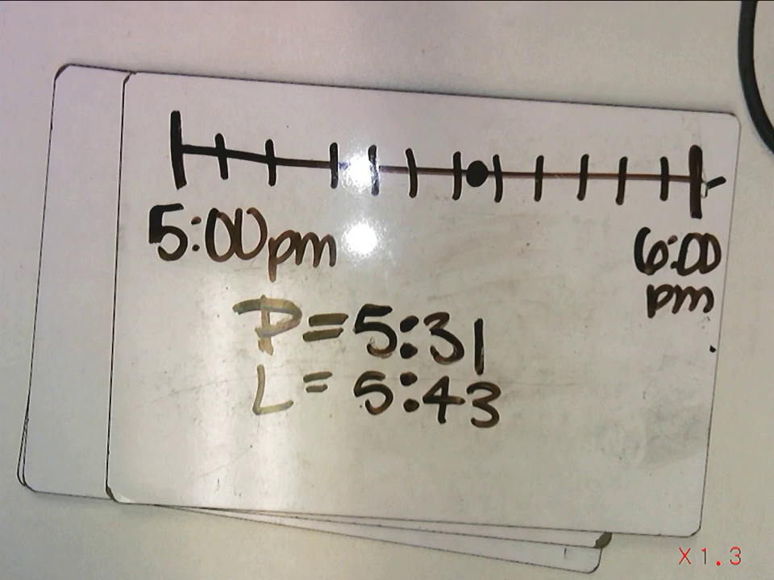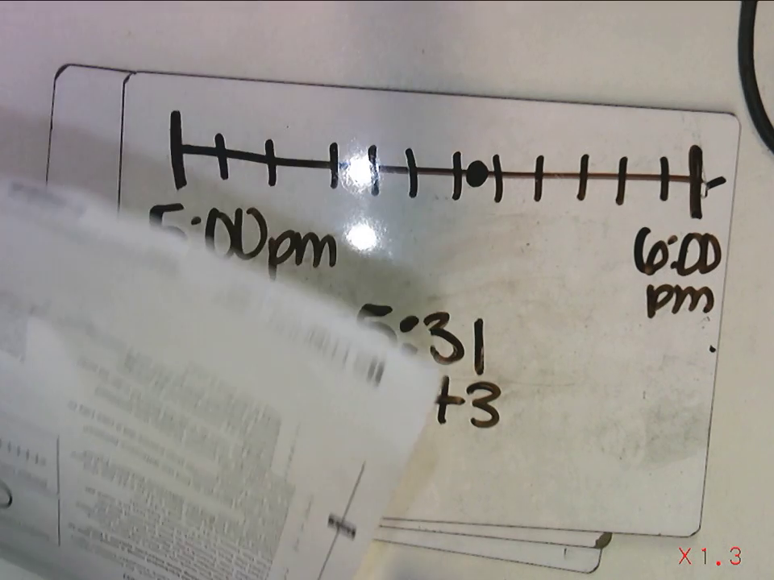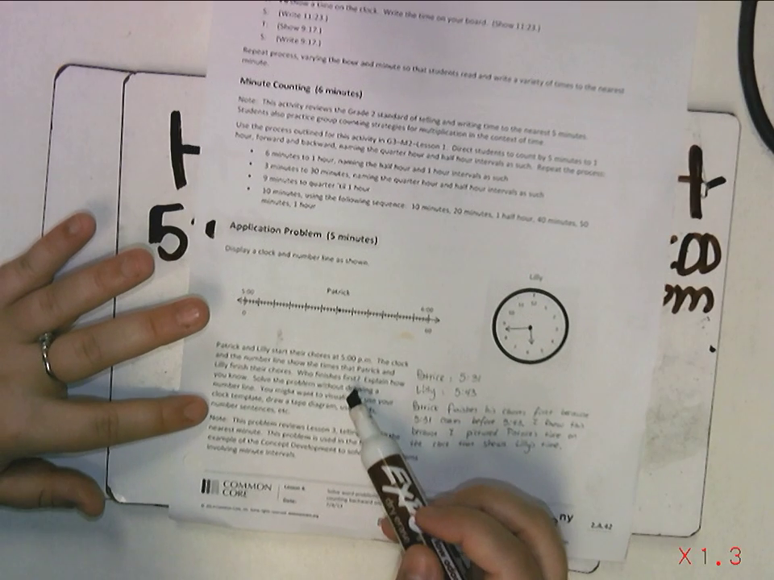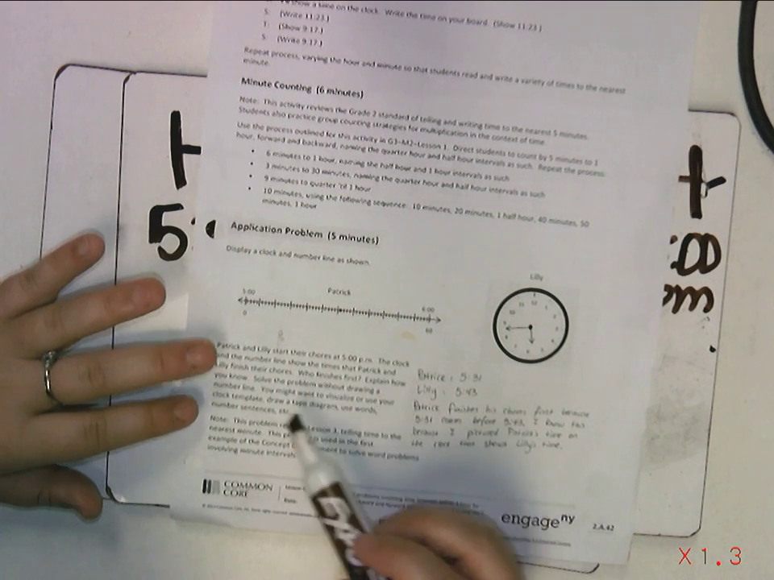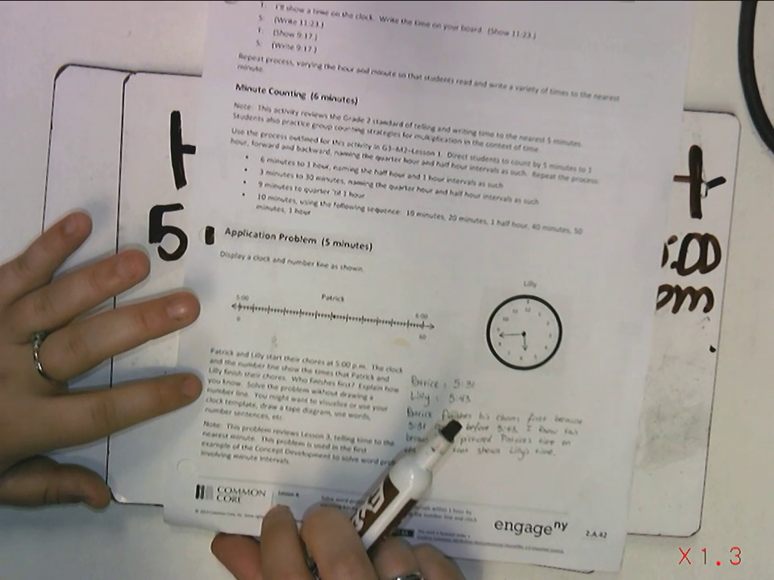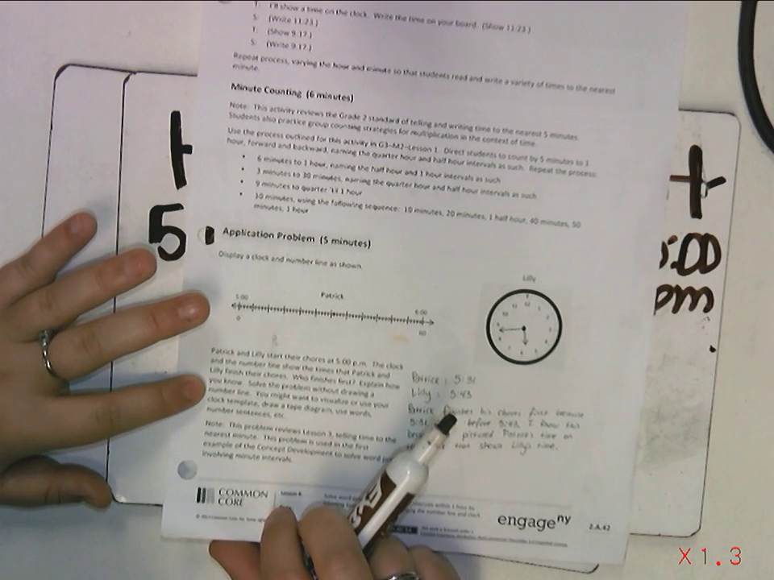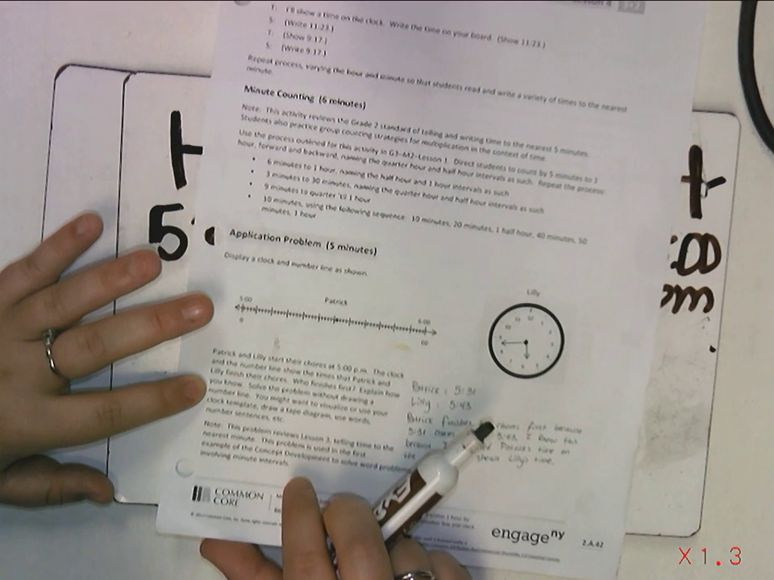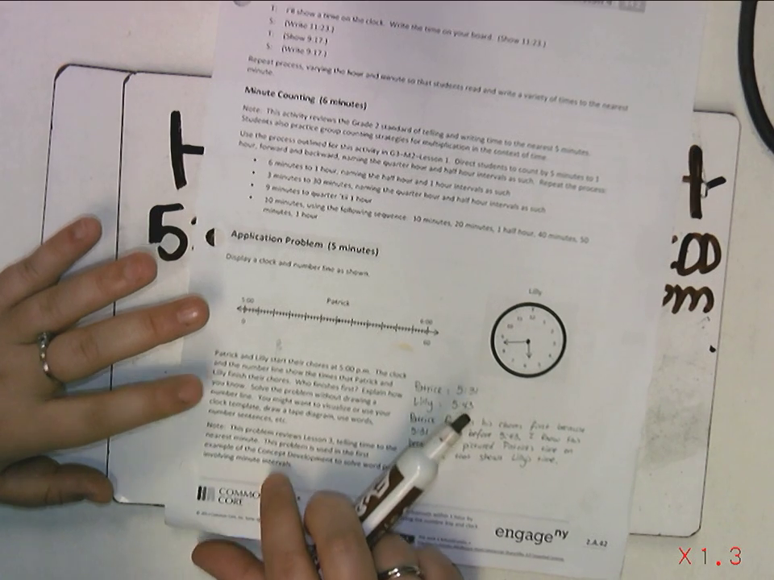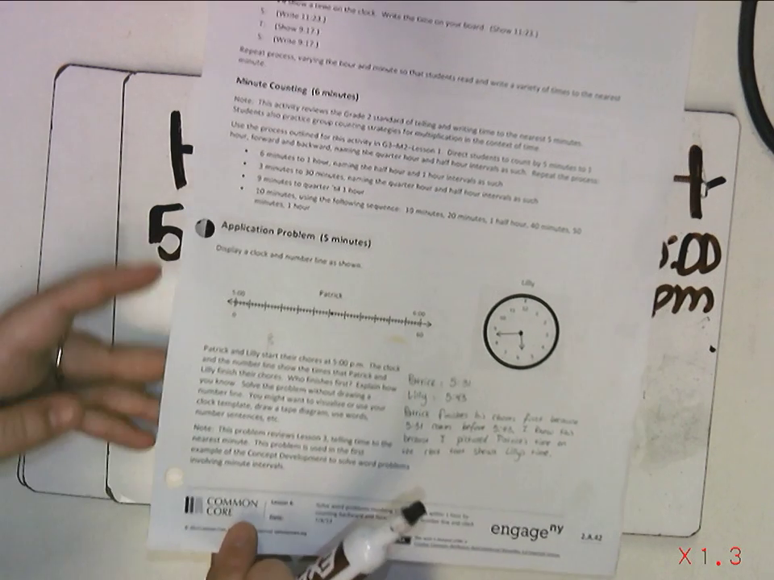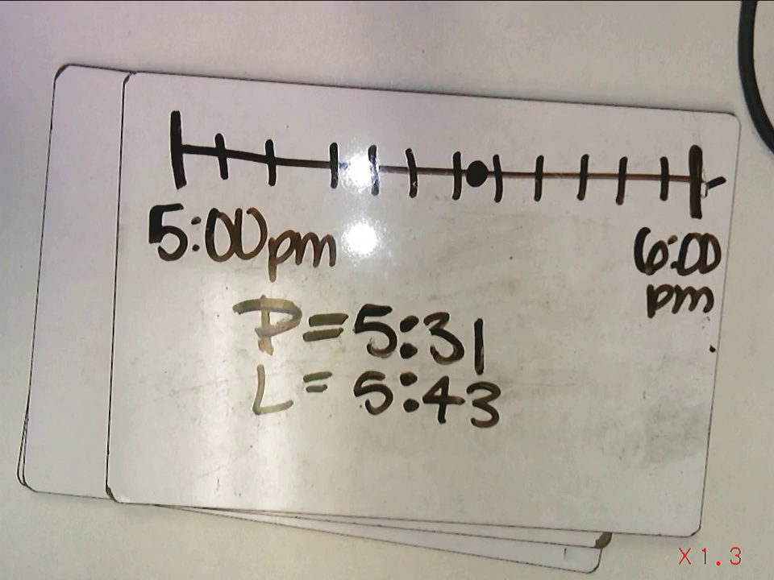Zoom back out for you guys. All right, so those are the times that we finished. Now it says, who finishes first? Explain how you know. Solve the problem without a drawing or number line. You might want to visualize or use your clock template to draw a tape diagram, use words, number sentences, etc.